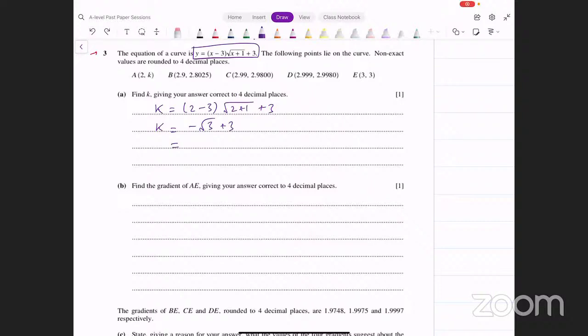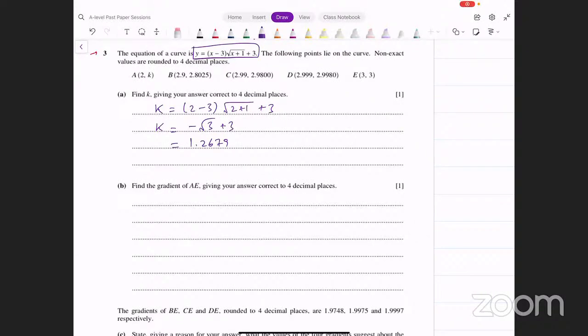ठीक है, minus square root of 3 plus 3, and that gives me 1.2679. This is what I'm getting. Yes, the first part is coordinate geometry. That's correct, but you'll see you'll have something else coming after this.